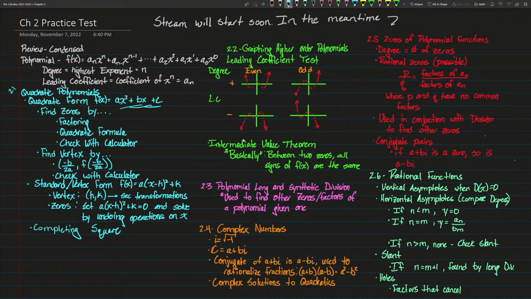2.2, we talked about the leading coefficient test, the intermediate value theorem, and we actually talked a little bit about the definition of a polynomial, right? So degree and leading coefficient, that gives us 4 different possibilities, which is right here, okay? And the intermediate value theorem will help us graph those things. So finding zeros, using the leading coefficient test, and using the intermediate value theorem will help us graph.